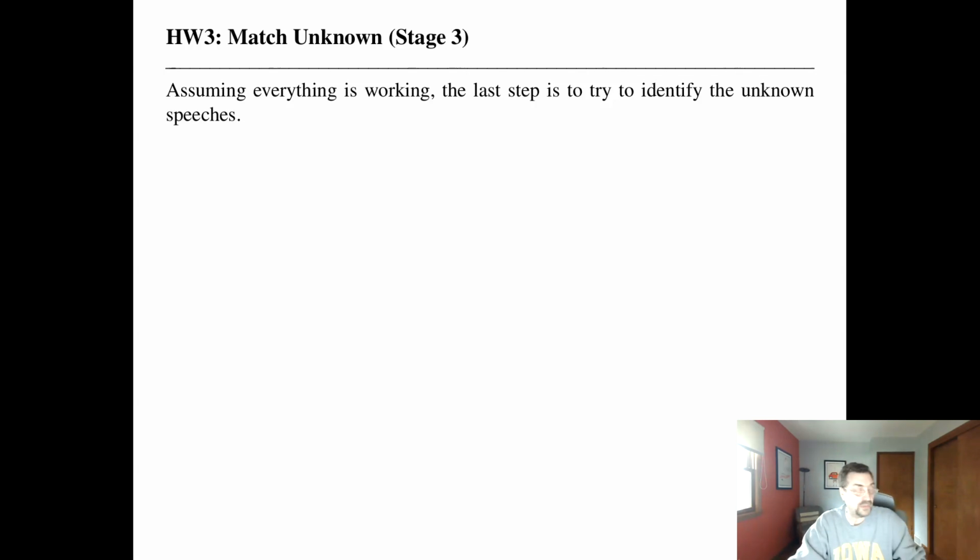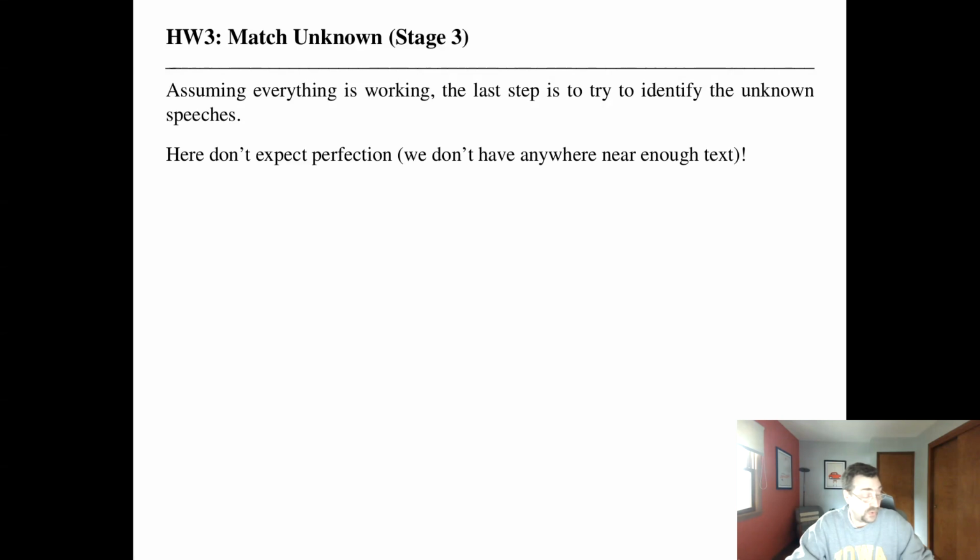Okay, so here's the last stage, which is probably why you've come to listen to this last part of the lecture. Assuming everything else is working, the last step is to identify an unknown speech. So let's see how that works. First of all, don't expect perfection. We don't have a lot of text for each speaker. All we have is a couple of speeches from each president. And we don't have a very large corpus. It's only 160 or so speeches, some of which are quite short.